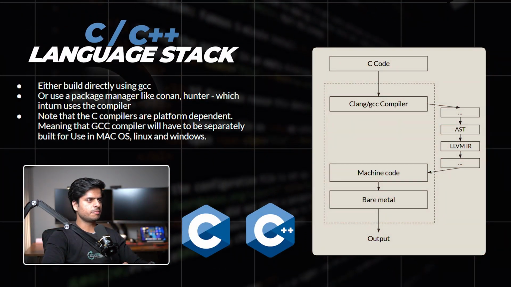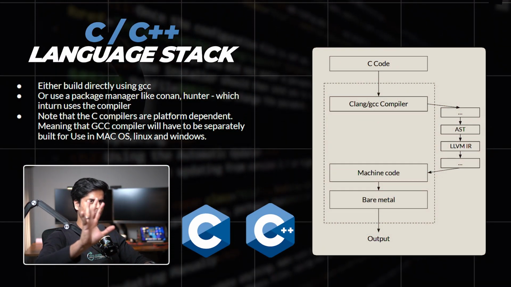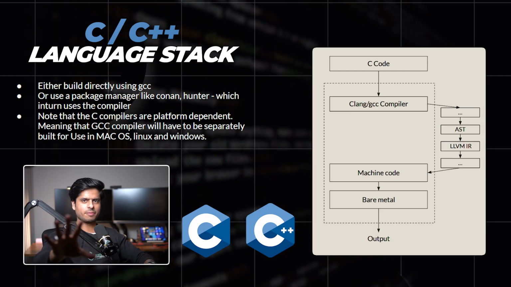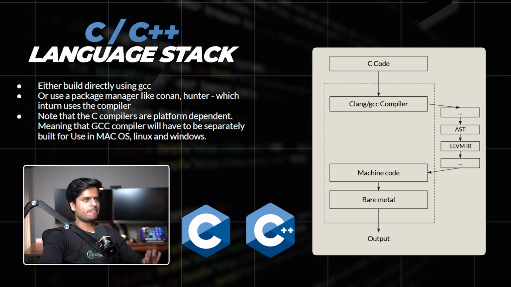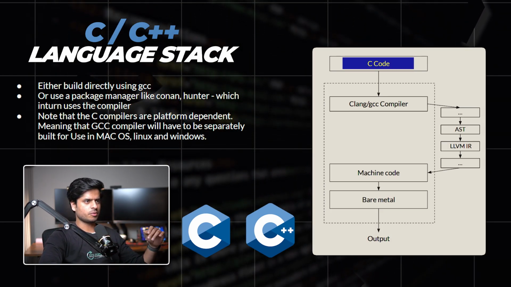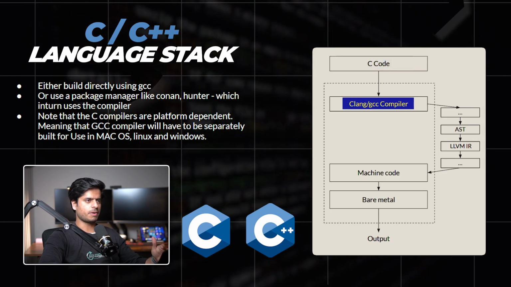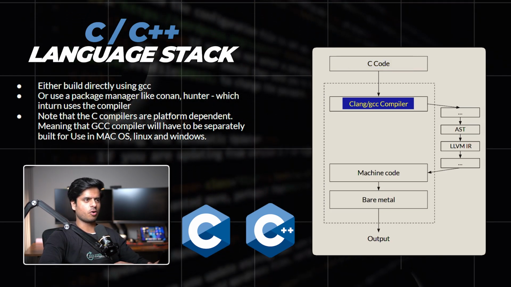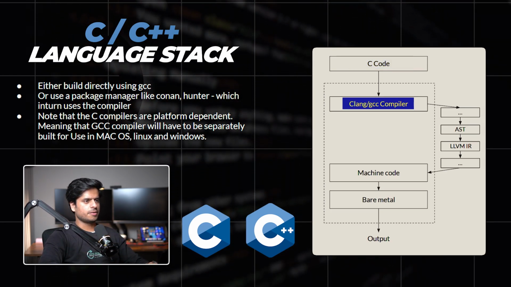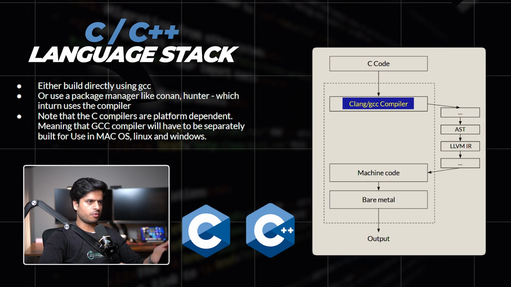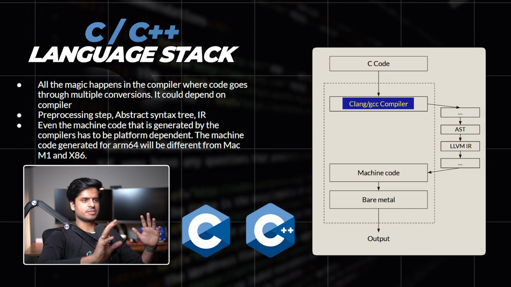Next, we have the C or C++ language stack. Most popular, I'm pretty sure most of the programmers already know about this. So we have the C code on the top, or C++, which goes through the compiler. It could either be Clang, GCC, or some other compiler that you are using. The compiler is, of course, platform dependent, and all the magic happens in this compiler.